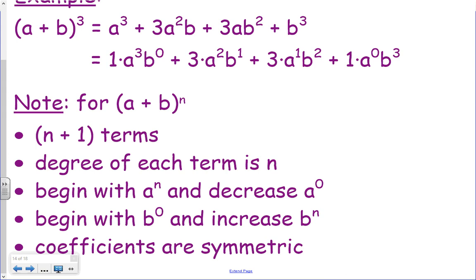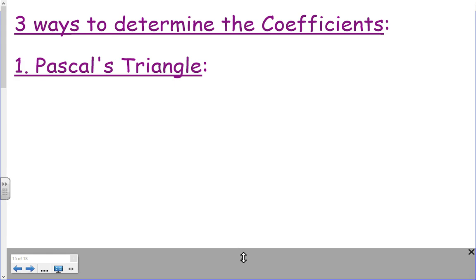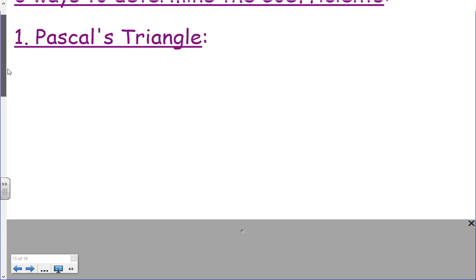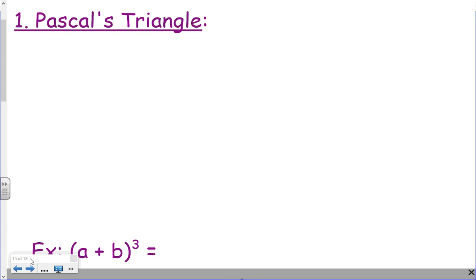All right. I guess that's the next question then for us, is how do we figure out what those coefficients are? Well, it turns out there's actually a couple of ways that we can do it, 3 ways that we can do it. The first way that we can do this is by using what's called Pascal's Triangle. That's probably something you've heard of, or I assume you've heard of it. If not, we'll refresh your memory right here. Pascal's Triangle looks something like this.